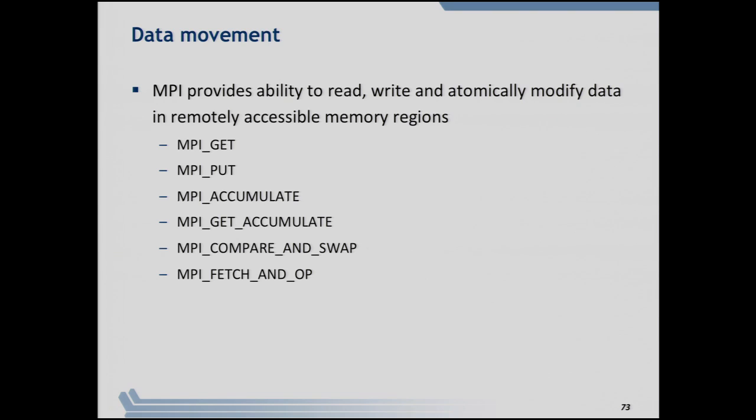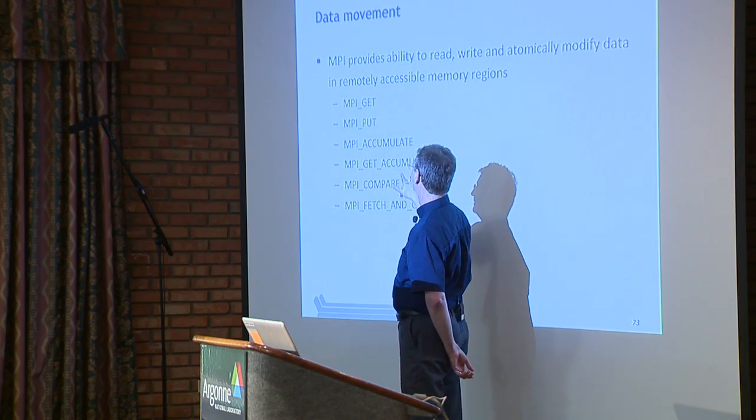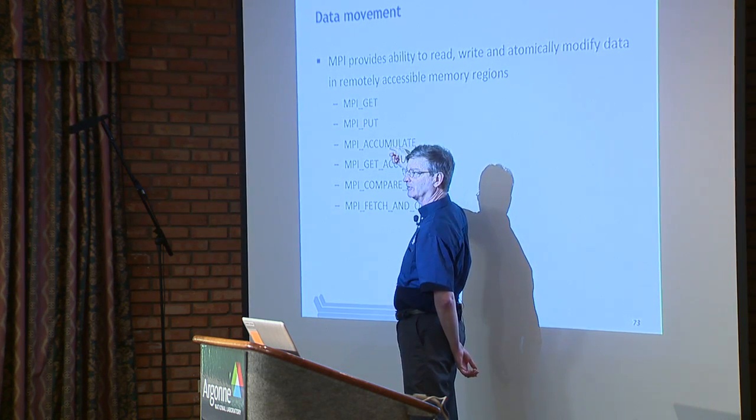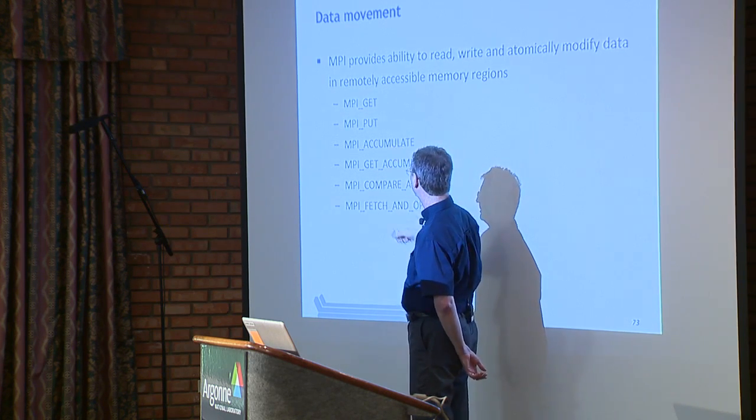The accumulate only let you modify results on another process. Often, though, what you want to do is read the remote value and then do an update. So read, modify, write is a common operation. Accumulate is just modify, write. So you modify the value and you put it back into the remote memory.